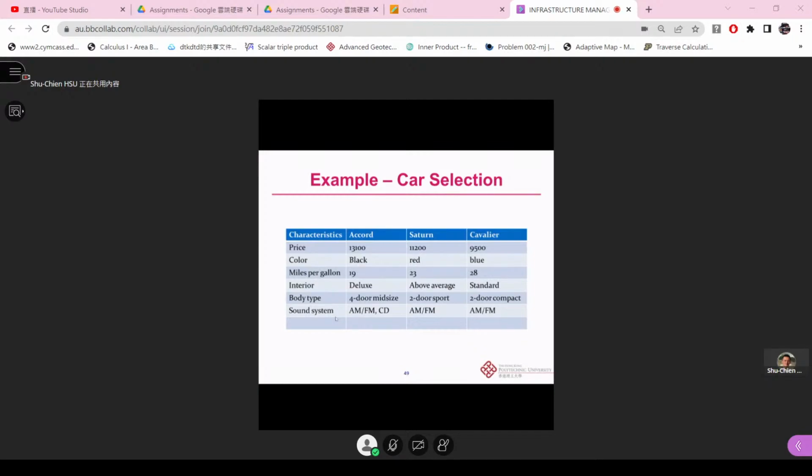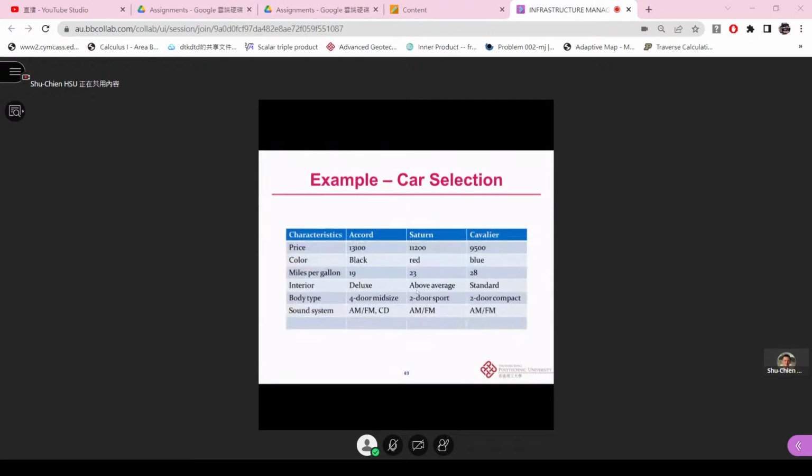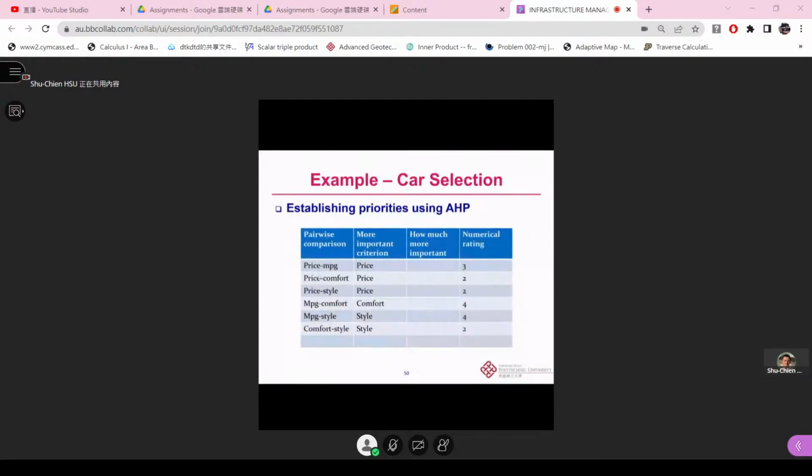Then we need AHP. We need that kind of matrix, so we are going to do this first step using the pairwise comparison. We compare the price and MPG, the fuel efficiency, price to comfort, price to style, fuel efficiency to comfort, fuel efficiency to style, and comfort and style. So we will have this pairwise comparison between those characteristics. This is very subjective; it is done by you or by someone.